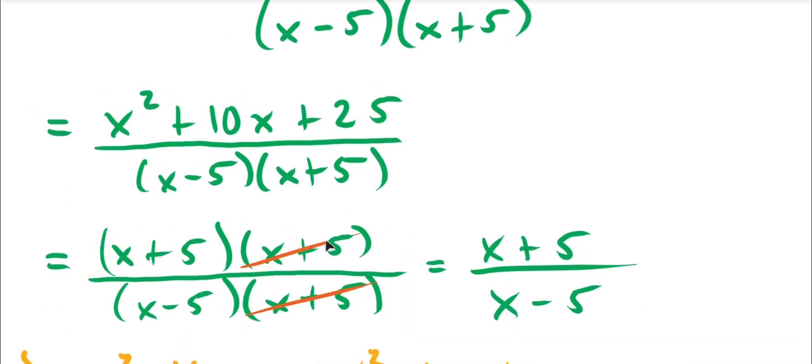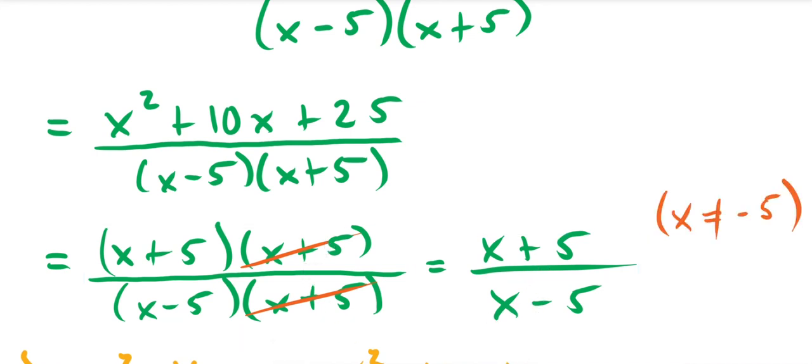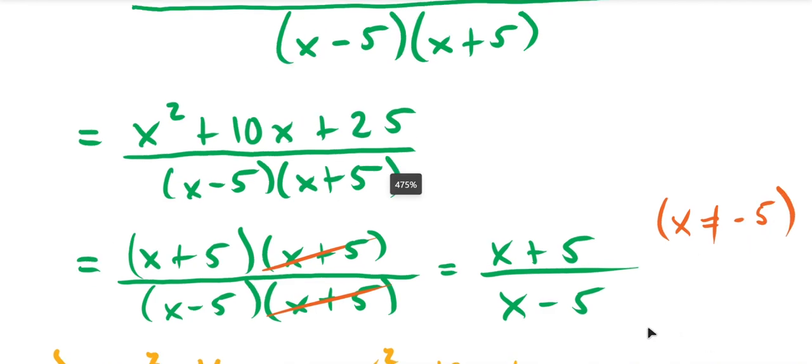That is the square of x plus 5. So one of those x plus 5s cancels, and we have x plus 5 over x minus 5. As before, we should keep in mind that negative 5 is a forbidden value. It is omitted from this domain.